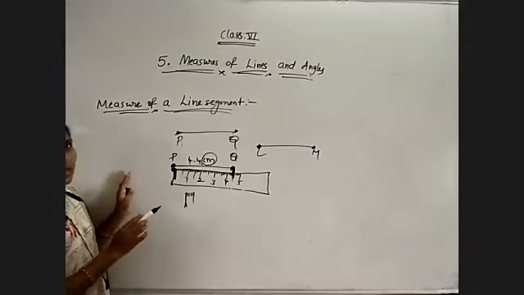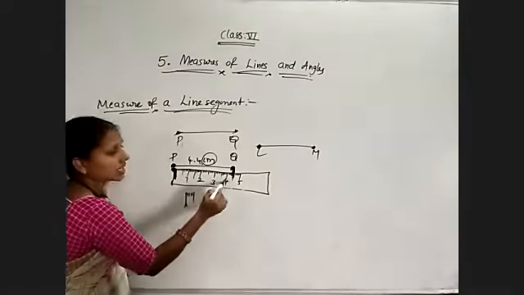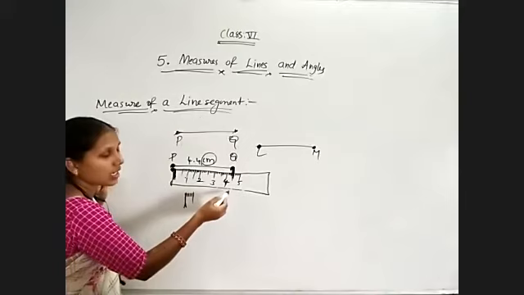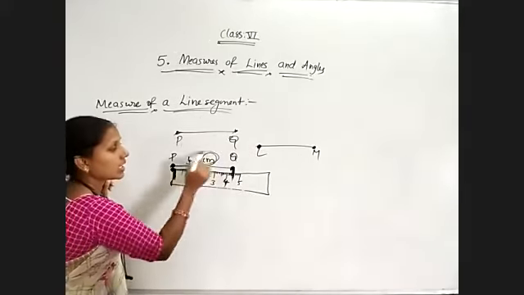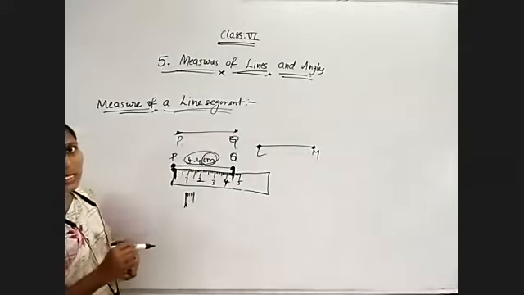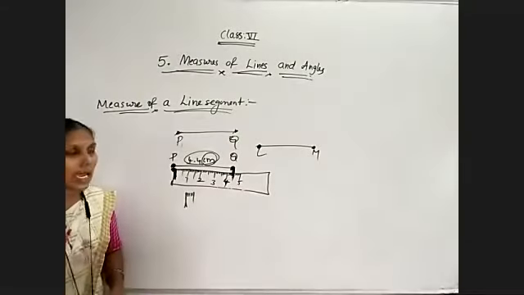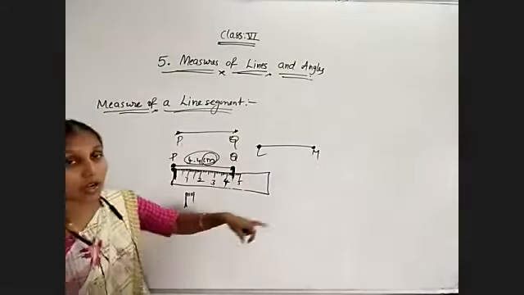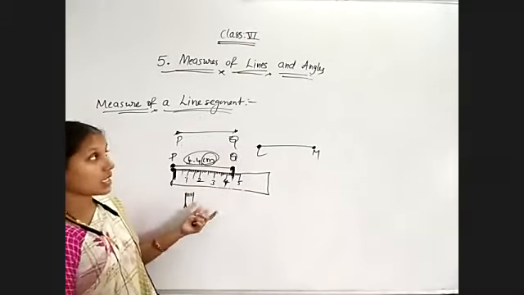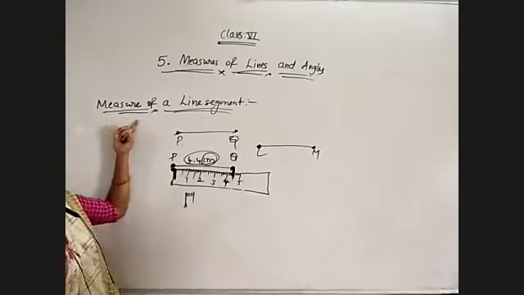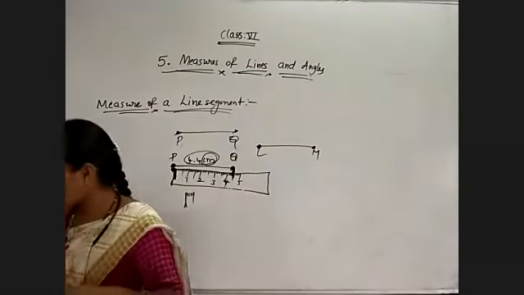I hope you understood. See, 4 lines completely over. After that, how many smaller lines are there? 4.1, 2, 3, 4. So its length is 4.4 centimeters. And like that only we can follow for any of the line segments. In this way, we can measure the length of a line segment. Now, suppose I have another question.